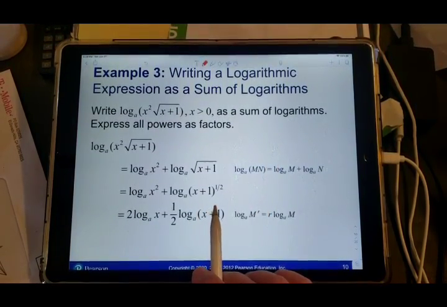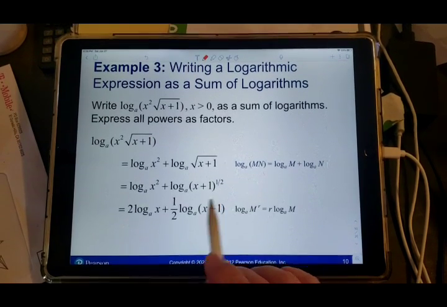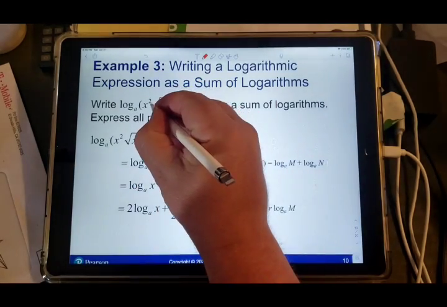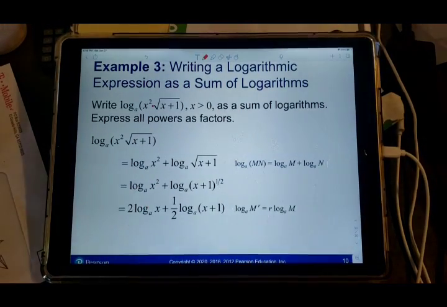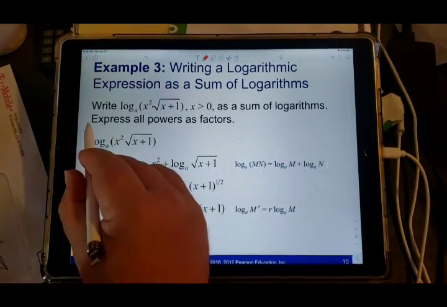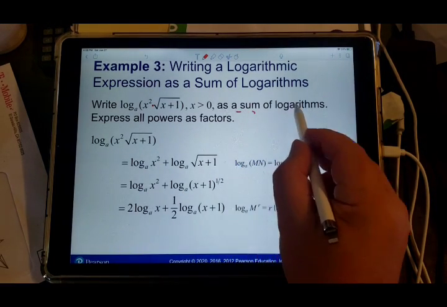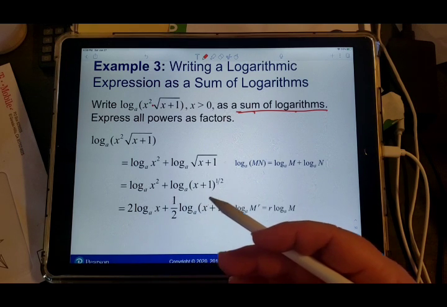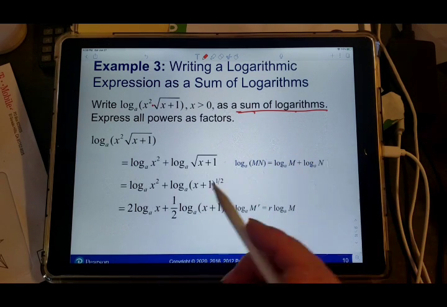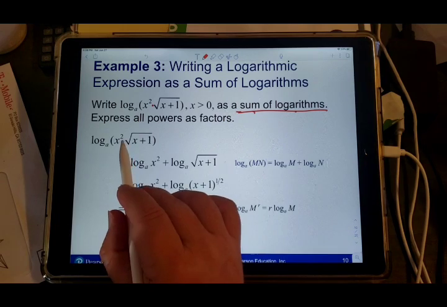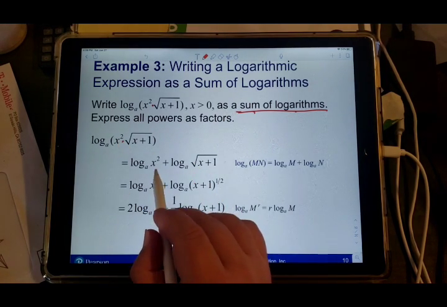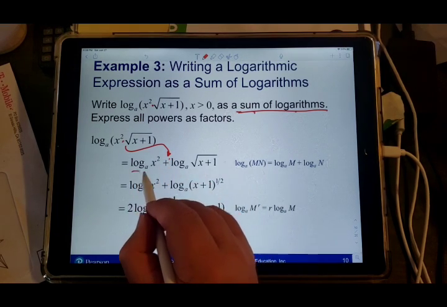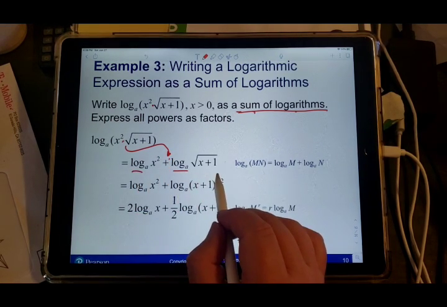So they're specifically telling us what to do here, and that's great. They're saying, okay, you have this with the multiplication and the exponent, and what we want you to do is write it as the sum of logarithms. In other words, stretch it out into multiple logarithms. All right, so where we had the multiplication, that's going to become addition of two separate logarithms.